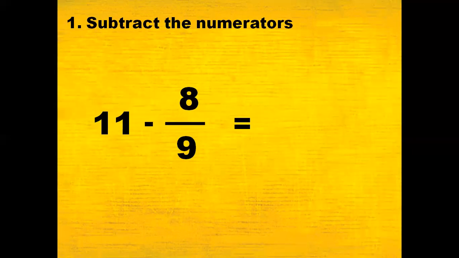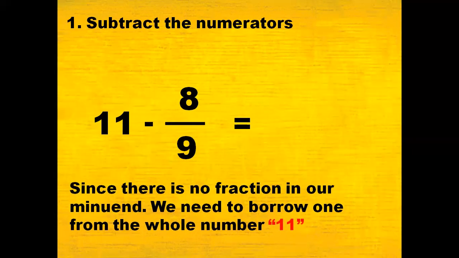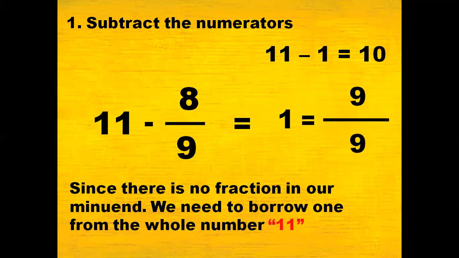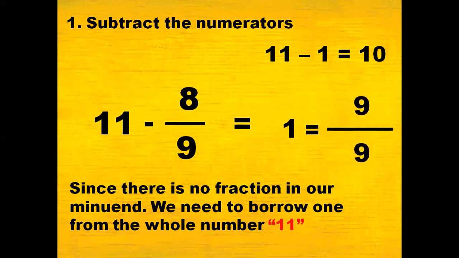Our minuend is 11 and our subtrahend is 8/9. Our minuend has no numerator because it is a whole number. So what do we need to do? Since there is no fraction in our minuend, we need to borrow 1 from the whole number 11. So 11 minus 1 is equal to 10 wholes. And 1 whole is equal to 9/9, since the denominator of our subtrahend is 9.